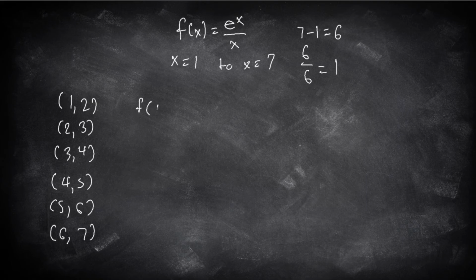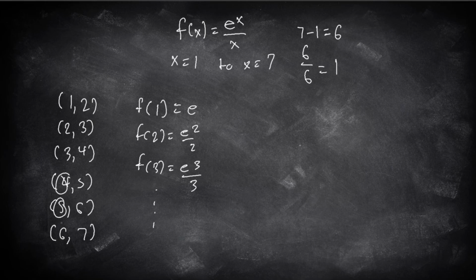Now we plug in 1, we have e. We plug in 2, we have e squared divided by 2. Plug in 3, we have e cubed divided by 3, and so on for 4, 5, and 6. Then you can add them all up together, and if you use your calculator, it should come out as 123.7. And that is a pretty close, well, close enough approximation to the actual one. And that's basically how you do it.